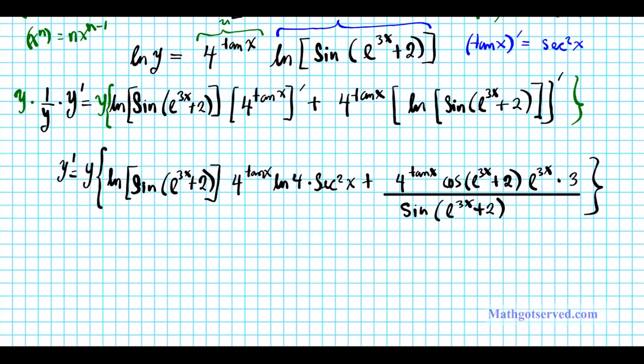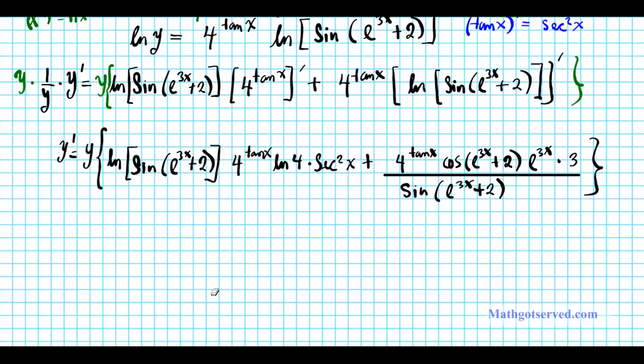What I'm going to do now is make it look pretty. Just dress this up a little bit so we have a nicer looking result. What can we do here? Now, if you inspect this equation, what you notice is that you have 4 to the tan x as a common factor in both terms on the right. So how about we go ahead and factor that out?